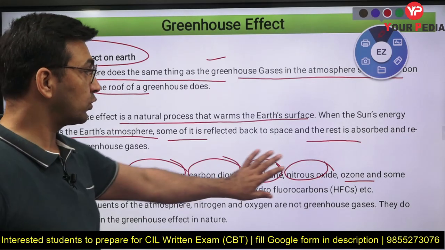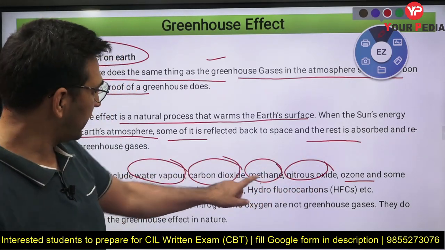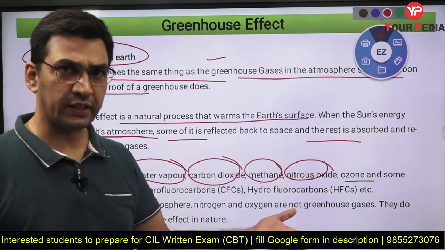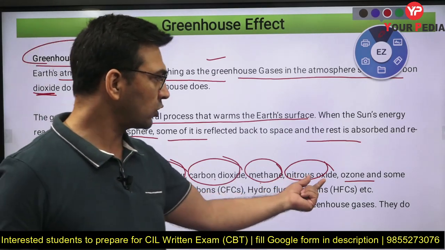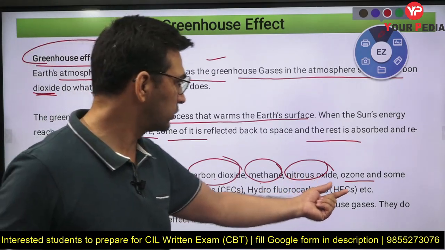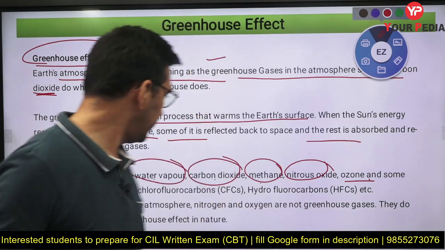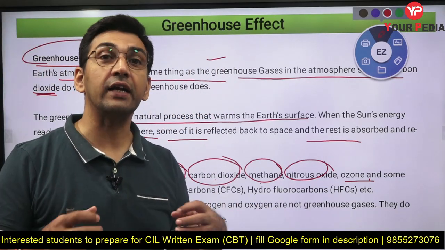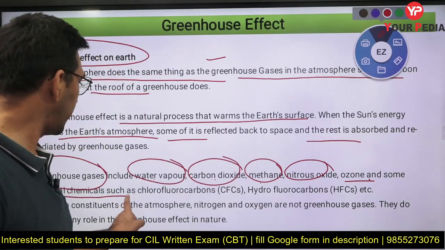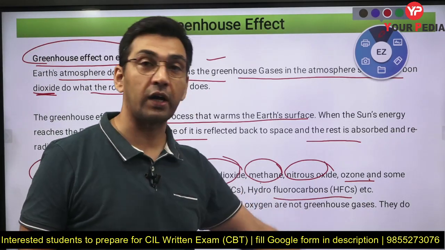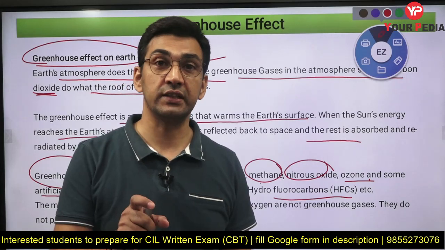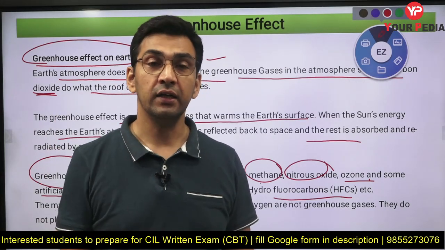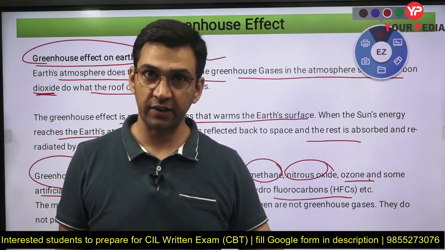These gases, for example methane, carbon dioxide, and water vapor, are naturally present in the Earth's atmosphere, right? Nitrous oxide is natural and also man-made, and ozone is also naturally present. There are also some artificial chemicals, some of the gases which we are releasing into the atmosphere. For example, chlorofluorocarbons and hydrofluorocarbons. These are the refrigerants that we use in our devices, for example, ACs and refrigerators.